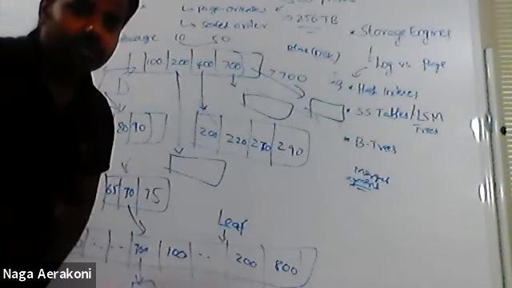Any questions? When we update the record, so we update the record directly in this B tree?